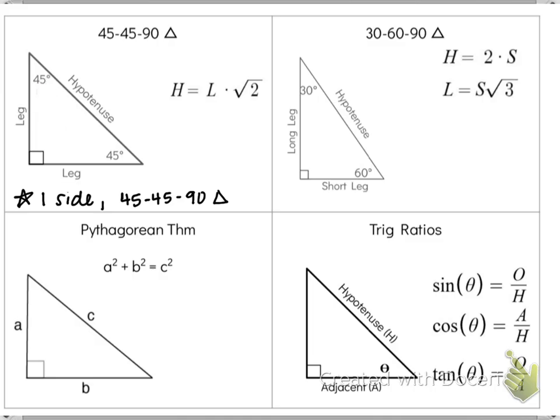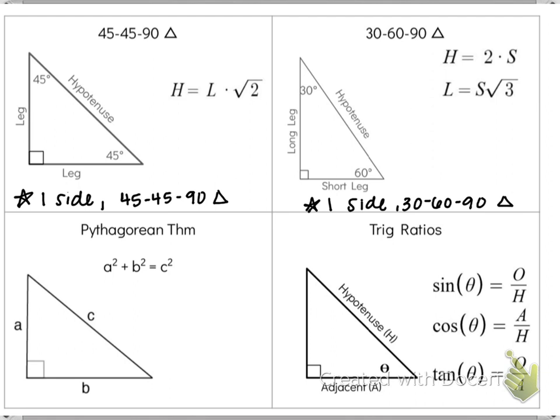So same thing with 30, 60, 90. Your requirements for this one are that you need one side as well. It does not matter which side. And that it needs to be a 30, 60, 90 triangle, okay? Those are the 2 requirements. So you need one side and it has to be 30, 60, 90.